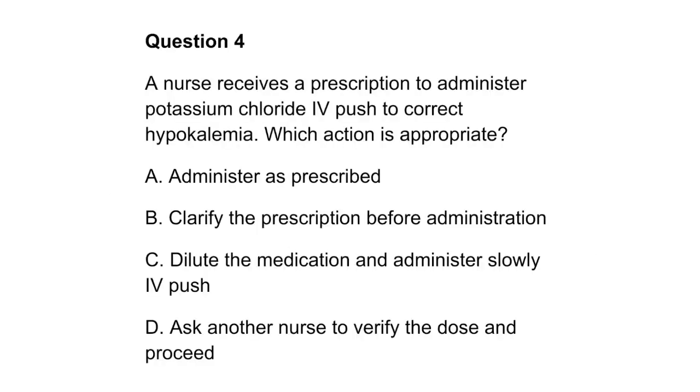Question 4. A nurse receives a prescription to administer potassium chloride IV push to correct hypokalemia. Which action is appropriate? A. Administer as prescribed. B. Clarify the prescription before administration. C. Dilute the medication and administer slowly IV push. D. Ask another nurse to verify the dose and proceed.